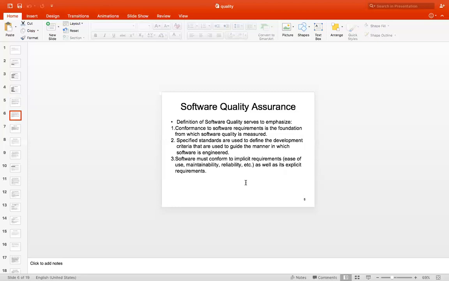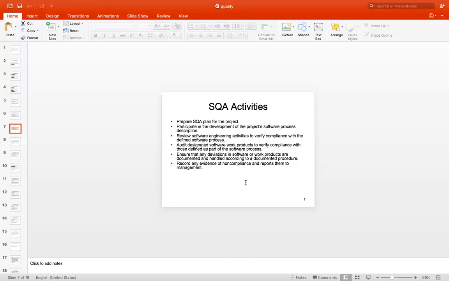So the definition of software quality serves to emphasize conformance to software requirements. Nevertheless, he's telling the same thing. We need to meet all the requirements of the customer, and we need to do all the things according to the calendar time given to us, and we need to do everything within the budget given to us, and we are supposed to meet the metrics for each and every phase.